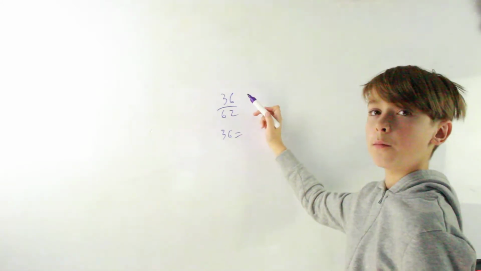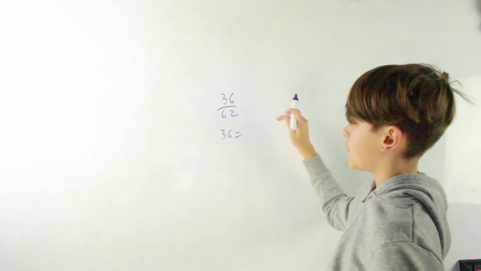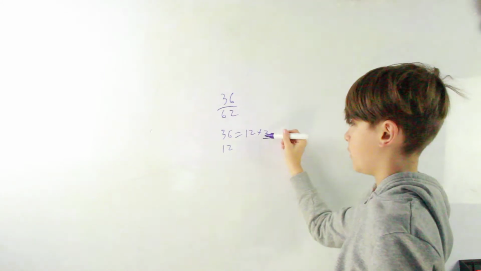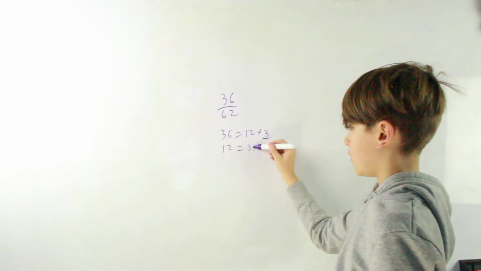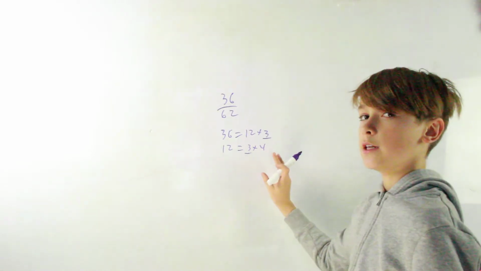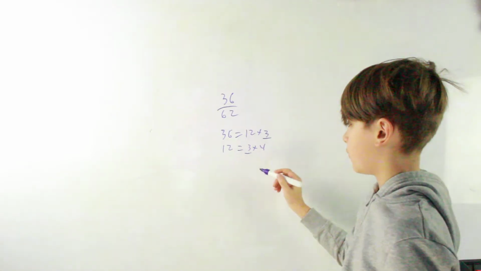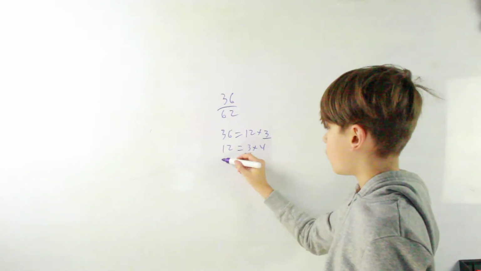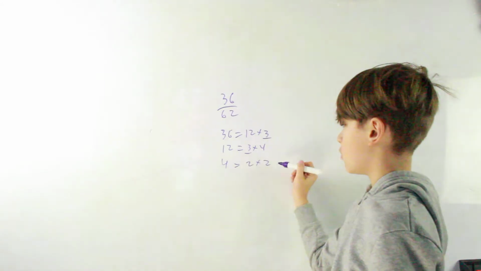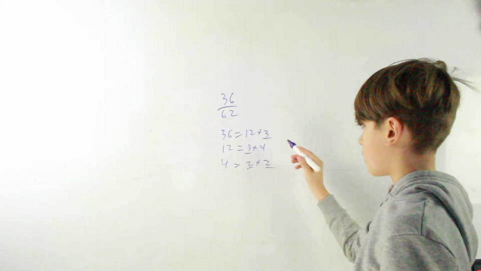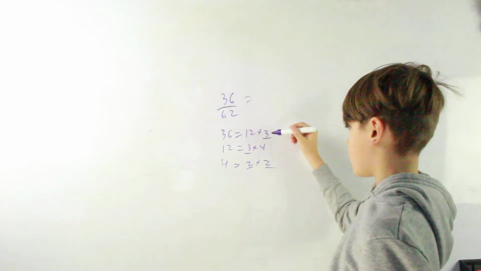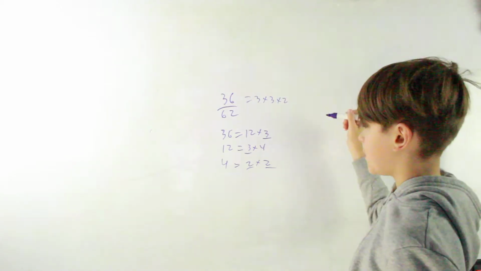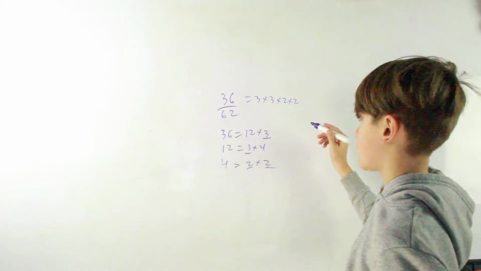So you split it up, so it's only prime numbers. So 36 equals 12 times 3. 3 is a prime number, so we leave that. 12 equals 3 times 4. 3 is a prime number, so we leave that. So now we have 2 3's times 4, so 3 times 3 equals 9, times 4 equals 36. 4 equals 2 times 2. 2 are prime numbers. So now 36 equals 3 times 3, so 9, times 2, 18, times 2, 36.